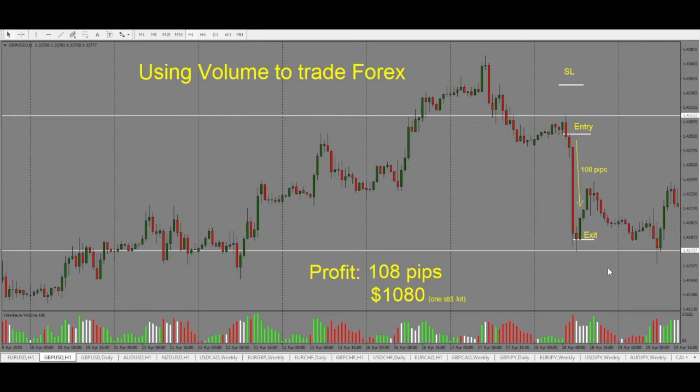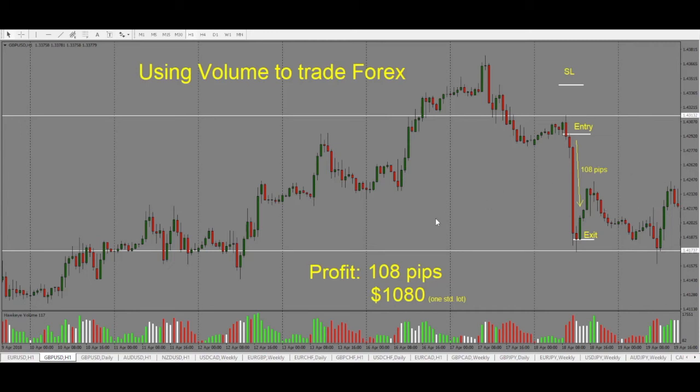Normally, if we were just trading from a price action perspective, I would wait for this bullish engulfing candle to close here and then exit the trade. So using volume here gives us these extra pips. Our profit is larger as a result of combining the two as opposed to using them separately. From entry to exit here, we get 108 pips in our trade.